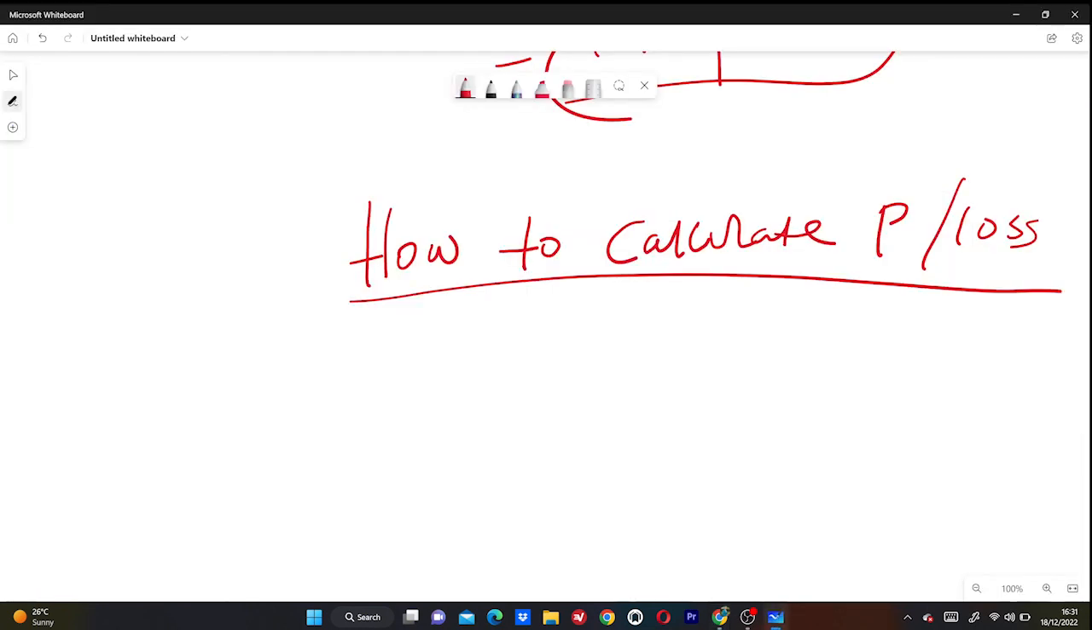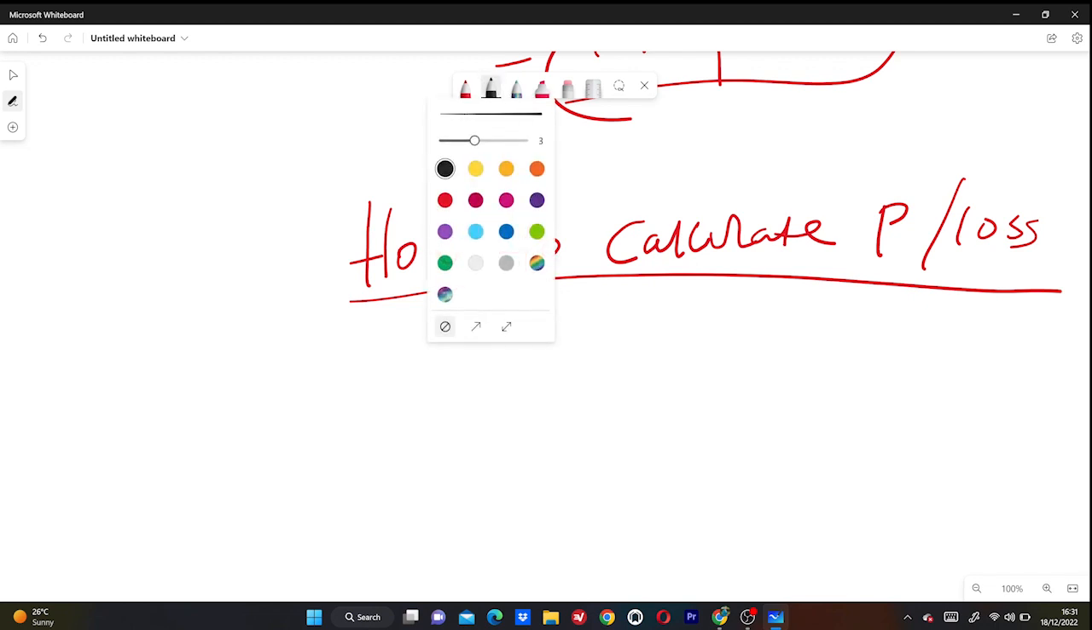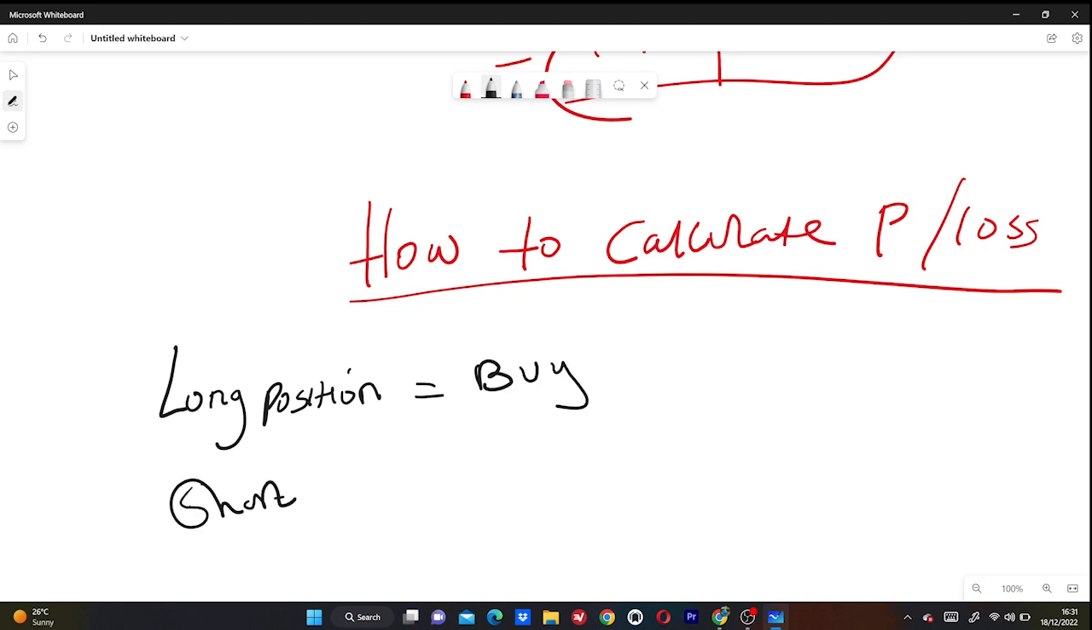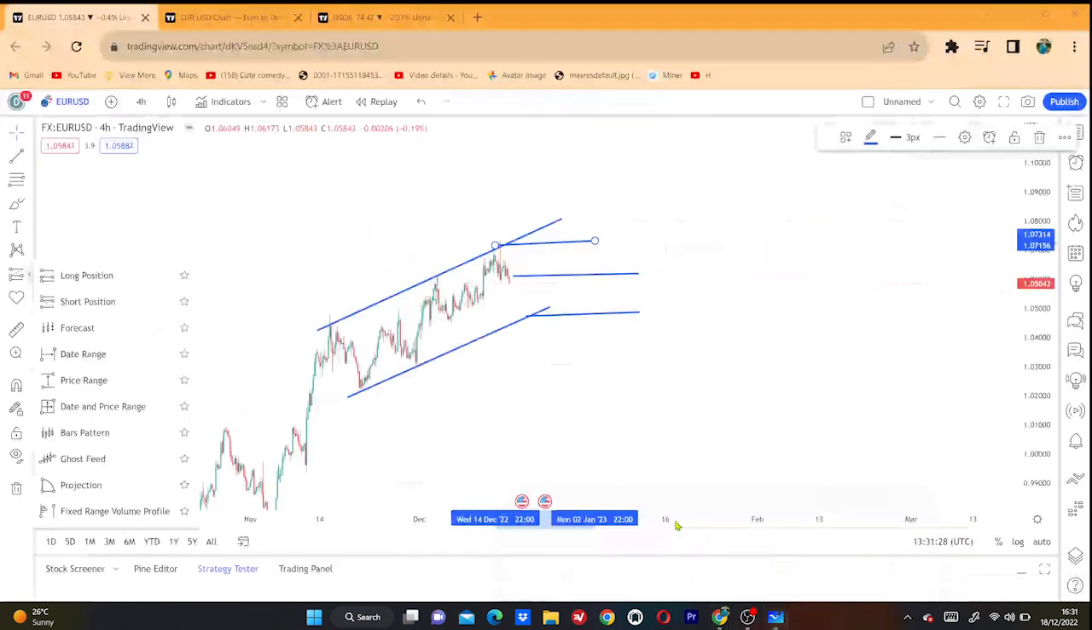For example, let me show you something over here. If we say the market is going long, we say long position. Here we are saying we want to enter and buy. If you enter a short position, here we want to sell. So this is buying and selling. That is how you do it. For example, I want to sell in that scenario. So let's say I want to sell here.